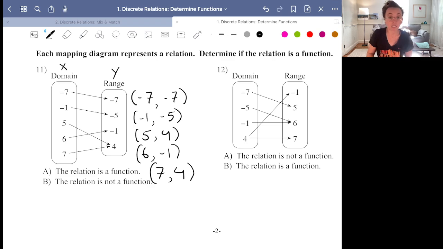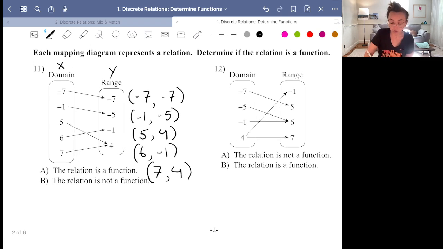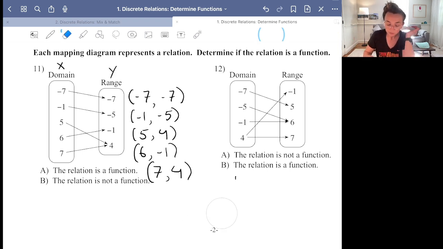And then eventually we can graph these on a graph. So -7 will be somewhere down here, -1 and -5 might be somewhere over here. But that's going to come with lessons in the future, okay?